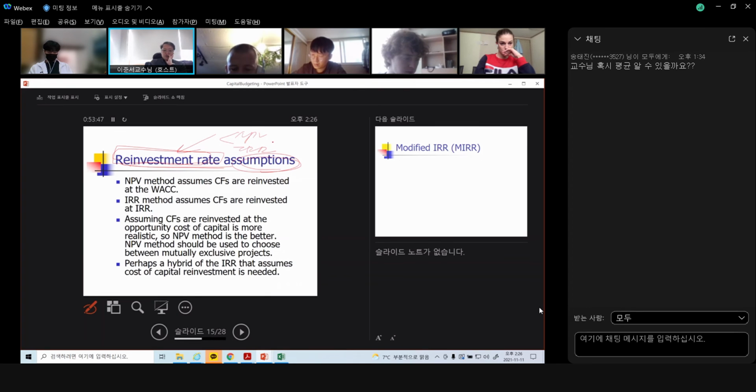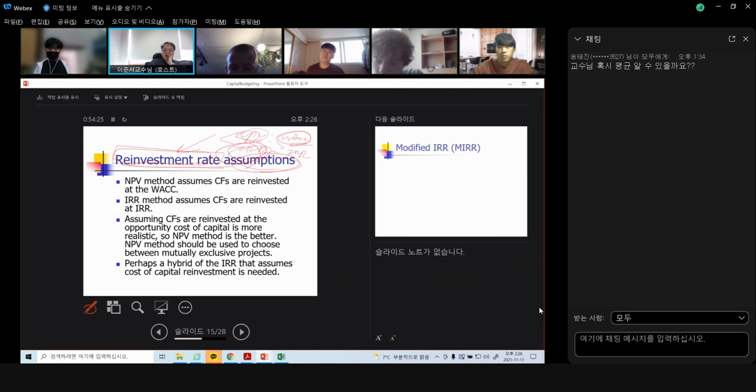So as I told you, the NPV method assumes the cash flows are reinvested at the WACC, whereas the IRR method assumes the cash flows are reinvested at the IRR. That's the most crucial difference between NPV and IRR. In NPV, we assume the WACC is used as the discount rate and simultaneously as the reinvestment rate, right?